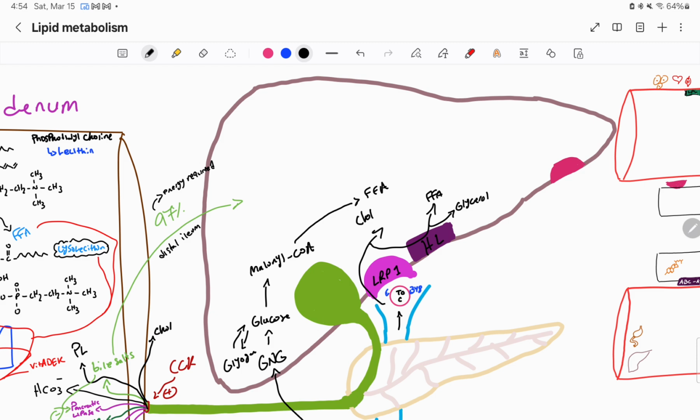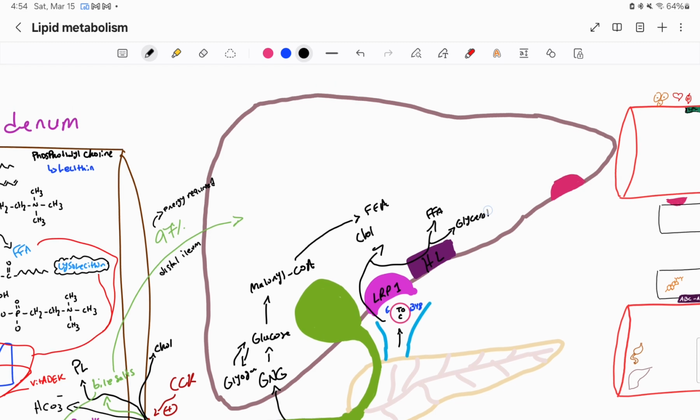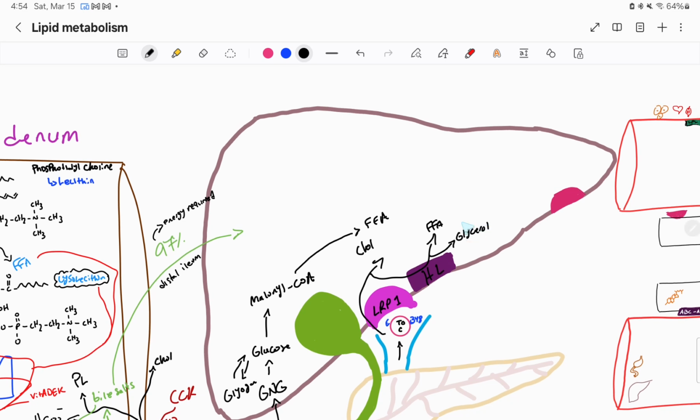Now, what else can this liver do? Well, it can do the exact same thing with this glycerol that it got from the chylomicron remnant as well.